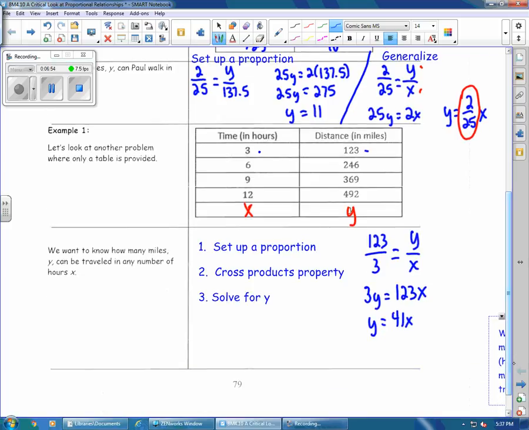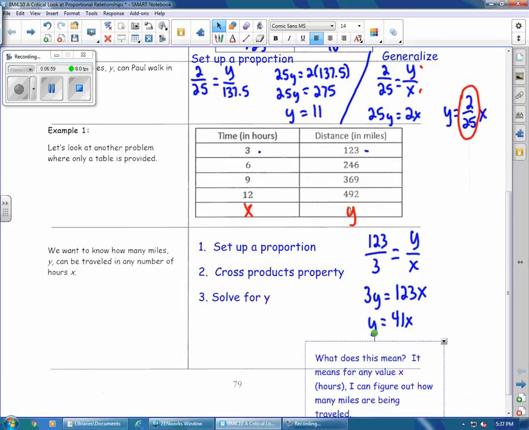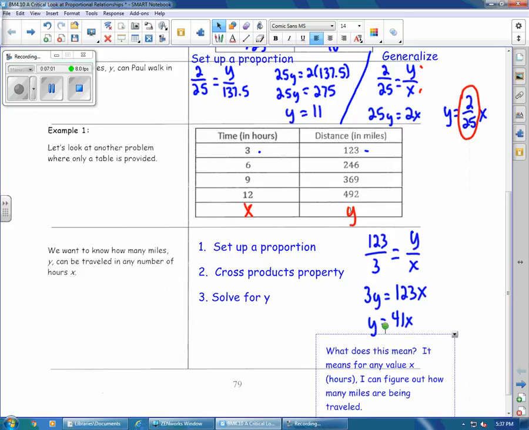So what does this mean? This means I can plug in any value for x for my hours, and I can figure out how many miles are being traveled. In the table we've got 3, 6, 9, and 12. Say I want to know how many miles are being traveled in 5 hours. I can plug in 5 for x and say 41 times 5 is equal to 205. So he's going 205 miles in 5 hours.